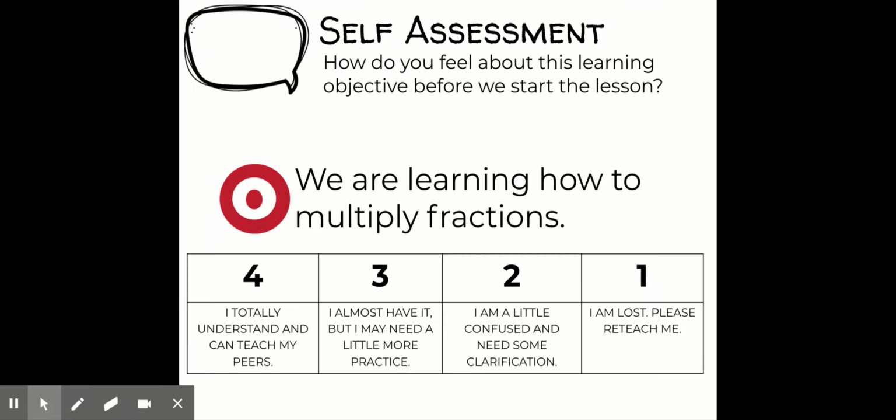As we get started, I'd like for you to think about how you feel about this assignment in this lesson before we get going. Are you at a level 4, 3, 2, or 1? Go ahead and write that down on your paper before we get started and we'll come back to it at the end.